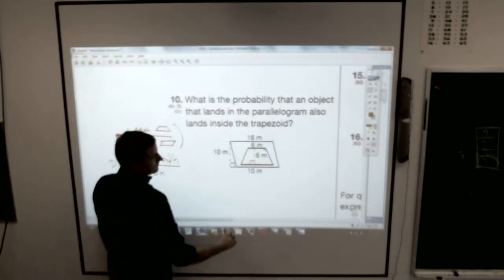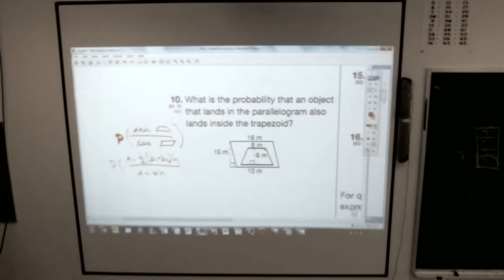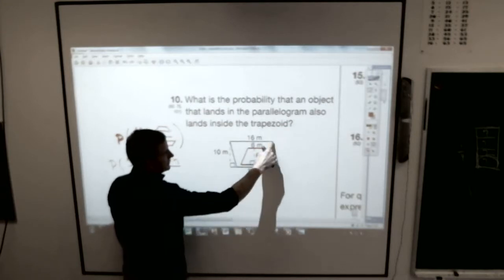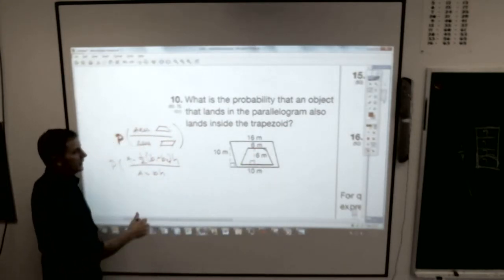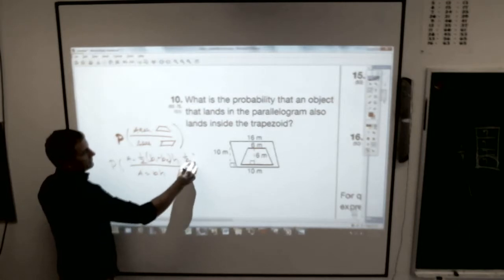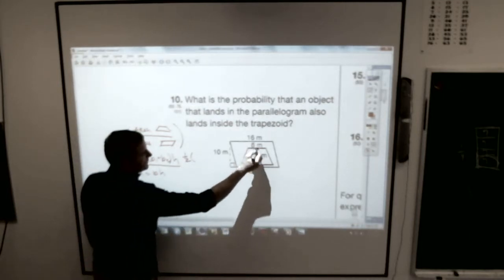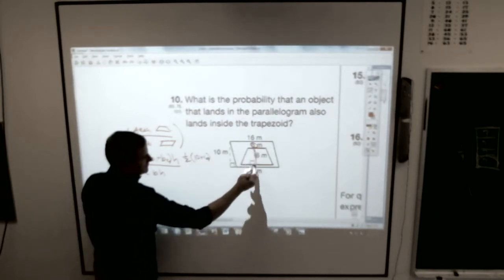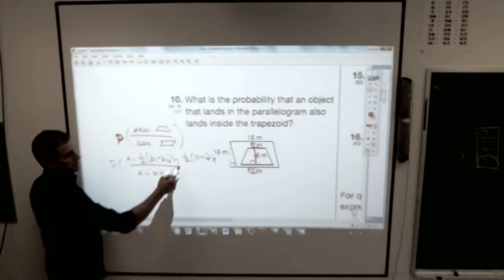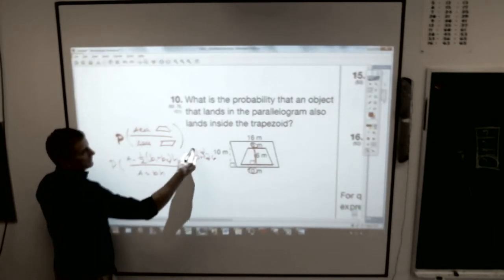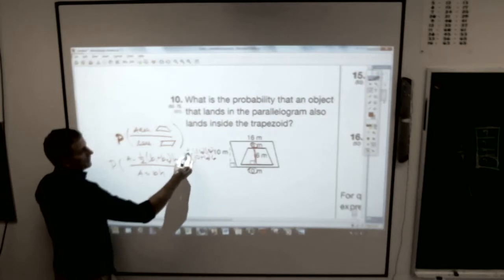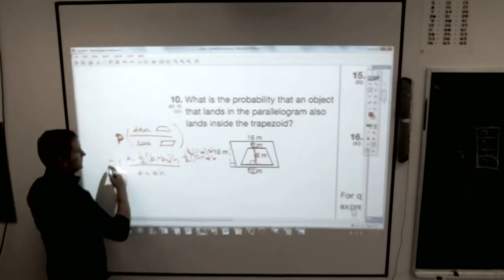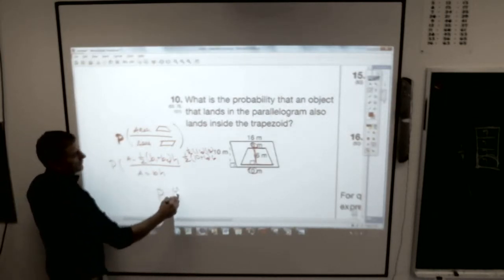Which means we have to assume that this is 10 here, because 10 can't be this line, because 16 is that line. So the trapezoid would be 1/2 of base 1 plus base 2, 10 plus 6, times the height, which is this right there, 6. So 10 plus 6 is 16. Half of 16 is 8, and then 8 times 6 is 48. So on your probability, you get 48 on top.